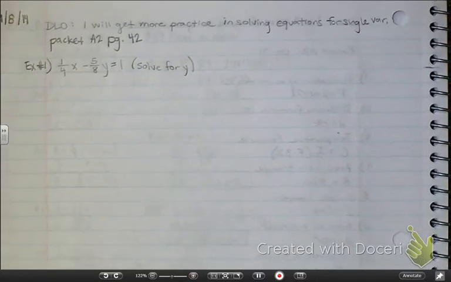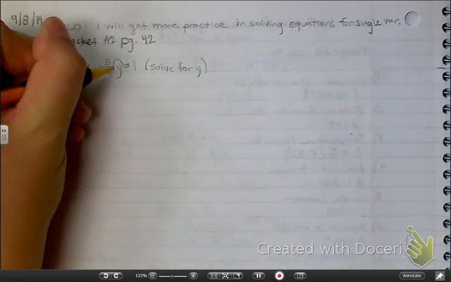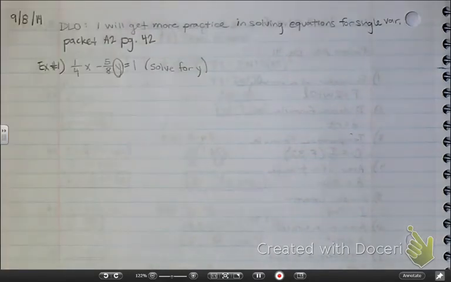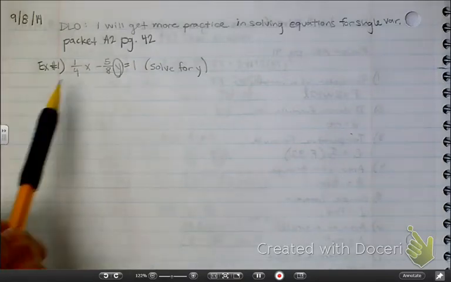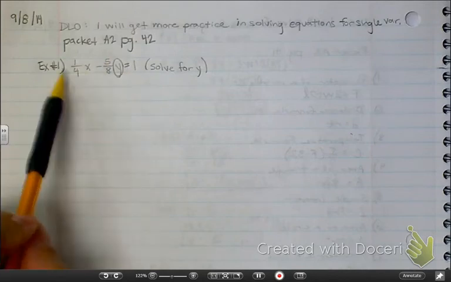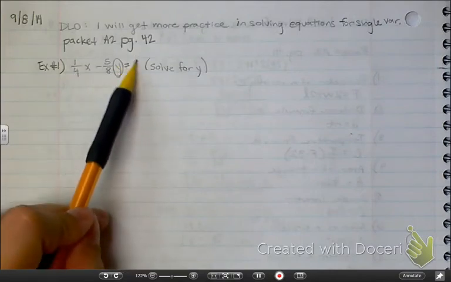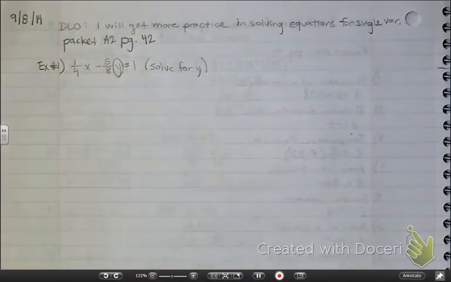Alright, if we remember our steps from last week in class, if we're going to solve for y, we need to isolate y. We need to get y by itself. So I'm going to go ahead and circle y because that's what I need to isolate. Now the first thing we want to do is we want to get rid of any other terms that are on the same side as y. So remember, a term is anything separated by a plus or minus sign. So negative 5/8 y, that's one term. 1/4 x, that's another term. And 1, that's our third term. So there are 3 terms in this equation.